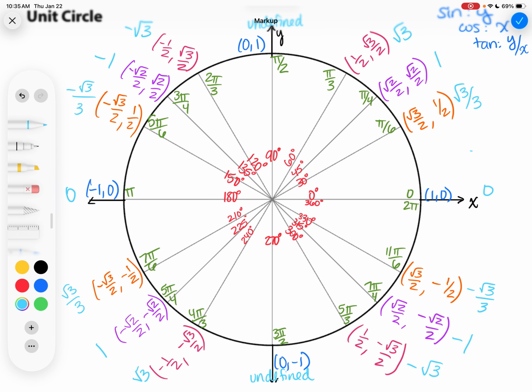If you're keeping track, there were 17 degrees, 17 radians, 16 xy coordinates, and 16 tangents. I wrote them all. That is all of it. I gave you some wiggle room to make a mistake because there's a lot of stuff on here.